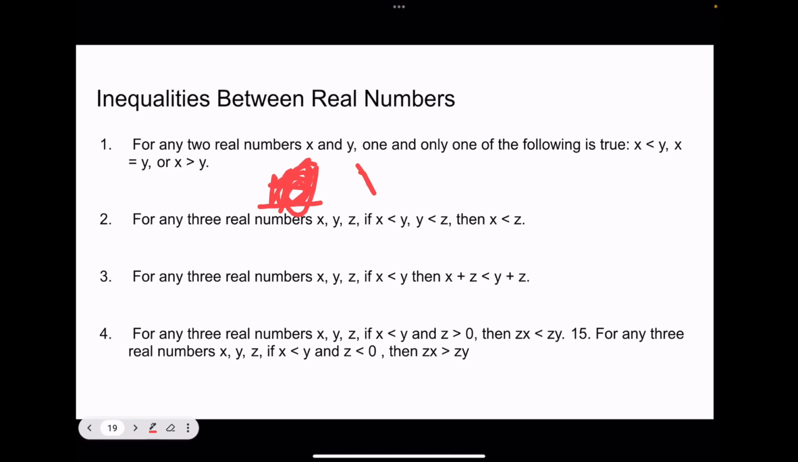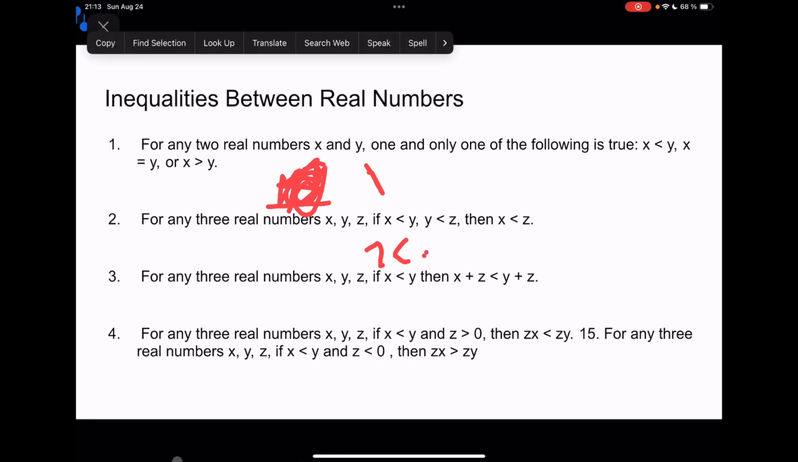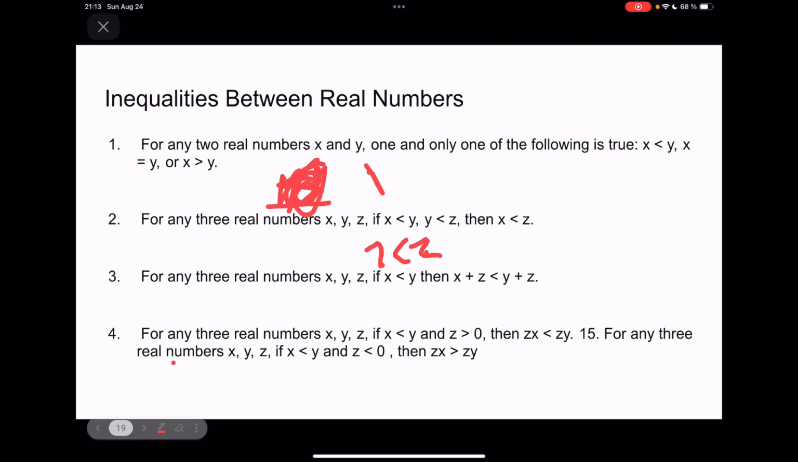For any three real numbers, x, y, z, if x is less than y and y is less than z, then x is less than z. So if x is 1, and 1 is less than 2, and 2 is less than 3, then of course 1 is less than 3. This checks out. 1 is not greater than 3. I have one energy drink, and Miss Morris has 3 energy drinks. Miss Morris has more energy drinks than me.